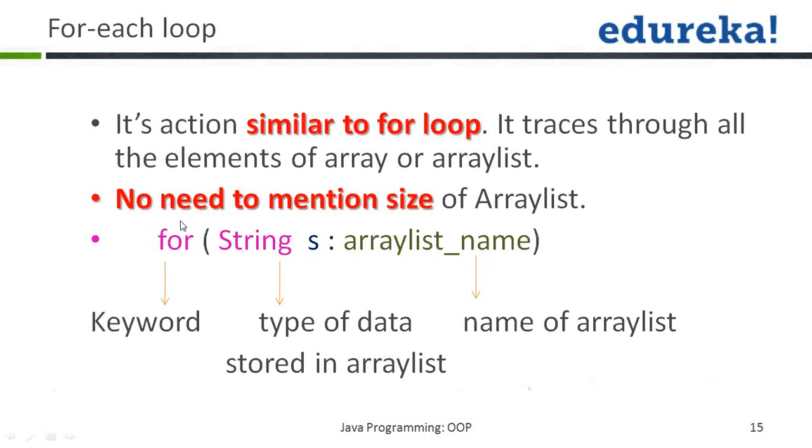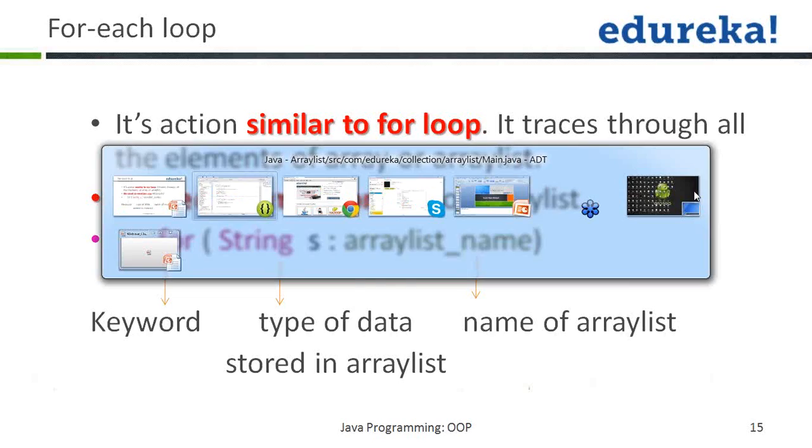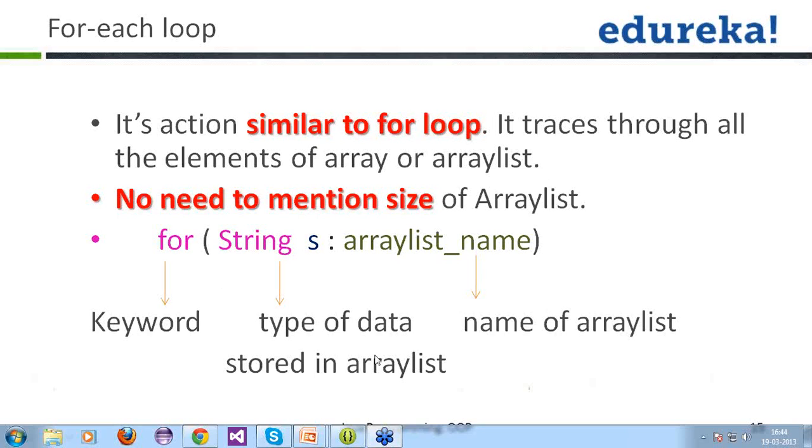Now what is the significance of this line? No need to mention the size of an array list. Do you have to mention the size of the array list in some other loop? Is that so? Please answer my question. Once you answer this question, I'll ask one more question to all of you. Everyone, please write down on the chat window. Do we have to mention size in case of array list in some loop? We need to keep track of index to access them, Nikhil says.